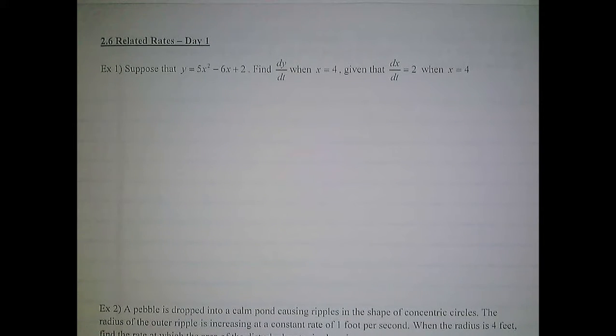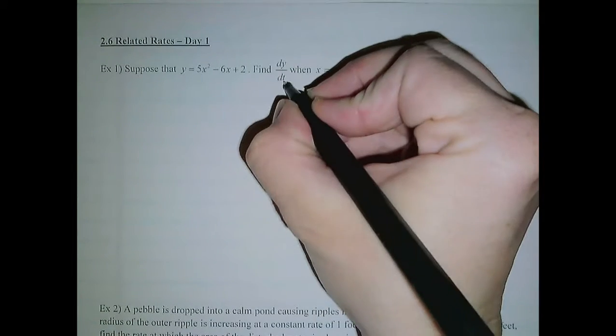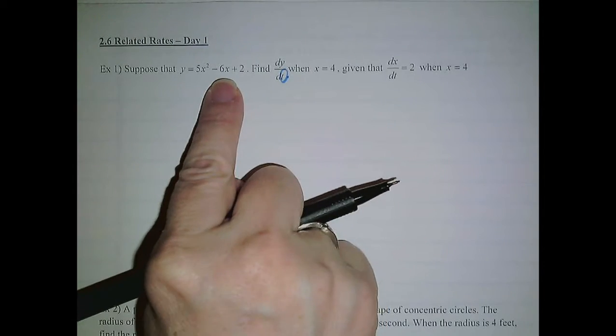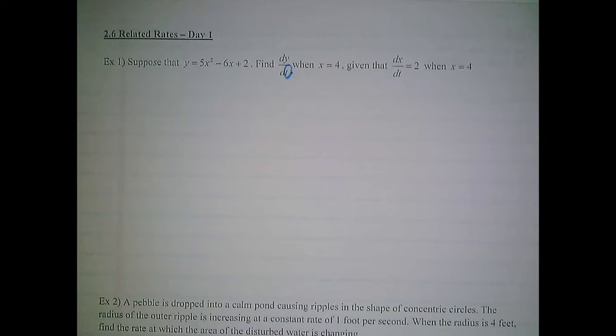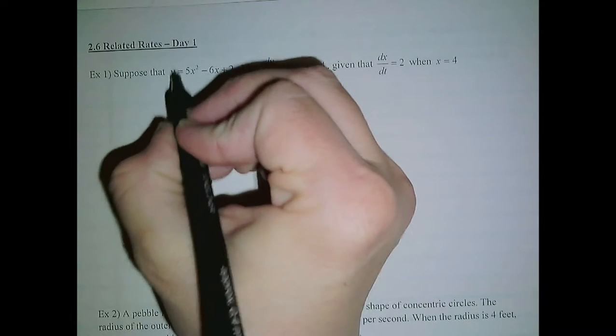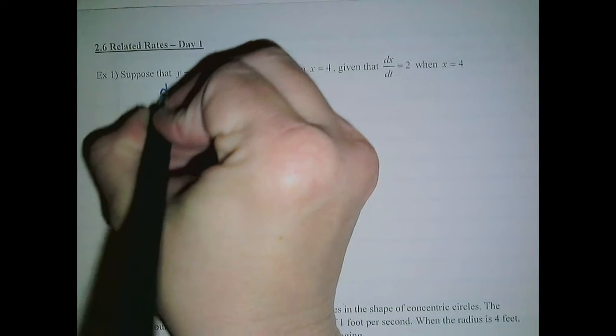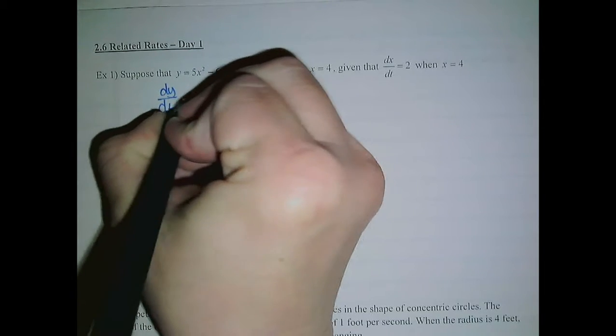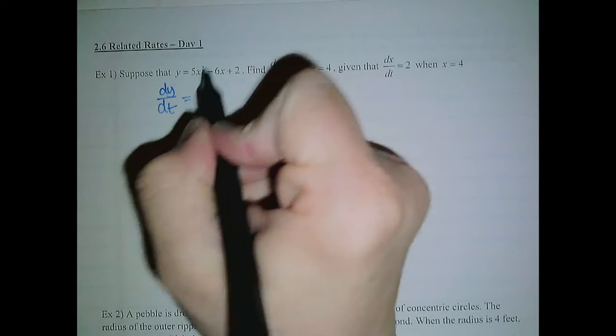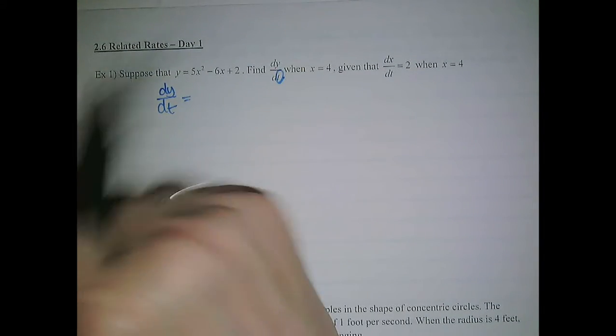So again, notice that we are differentiating this time with respect to t. And t is not actually a variable that is defined in our function. So we're going to start this off the same way we did yesterday. We're going to take the derivative of everything in this equation with respect to t. So first I'm going to take the derivative of y with respect to t, which just gives me dy dt. Then I need to take the derivative of each term here on the right side with respect to t.